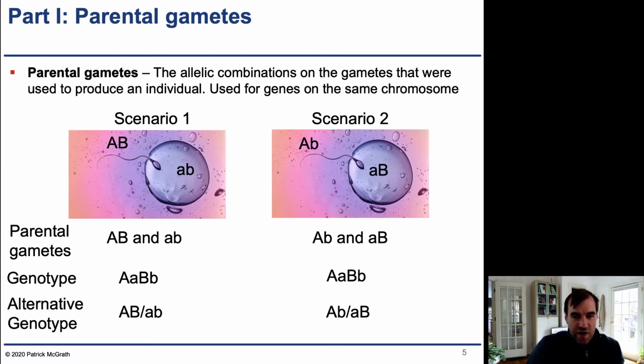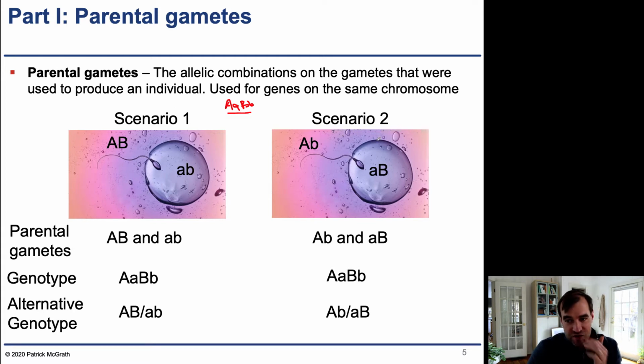So let's say you have a heterozygote individual. This individual is big A, little a, big B, little b. When the genes are on different chromosomes, this is kind of the end of the situation. But when two genes are on the same chromosome, there are actually two different scenarios that can lead to the creation of a heterozygote individual. This is what's shown on the left and on the right.